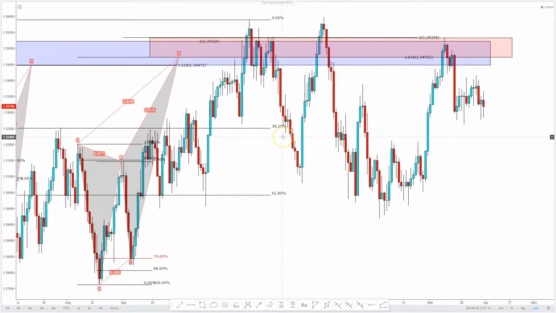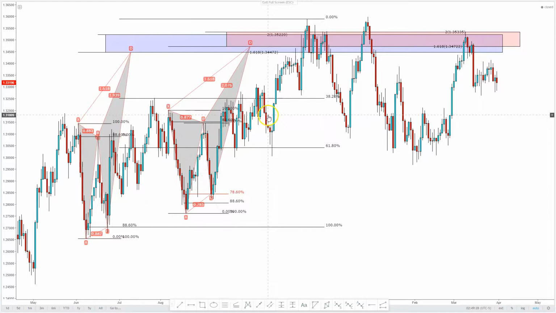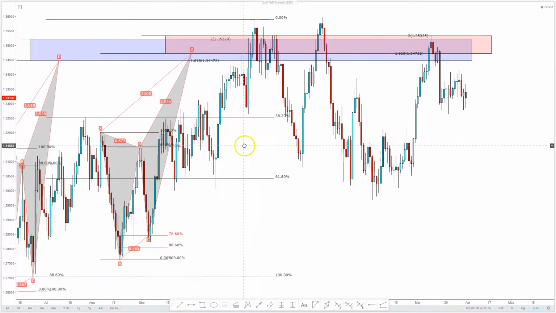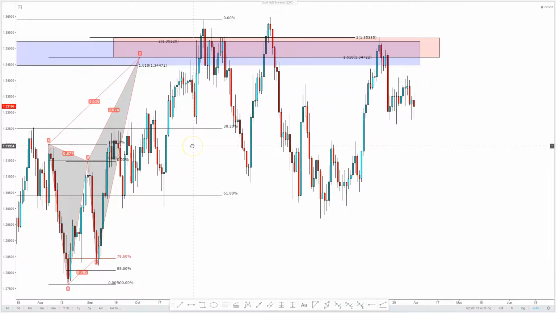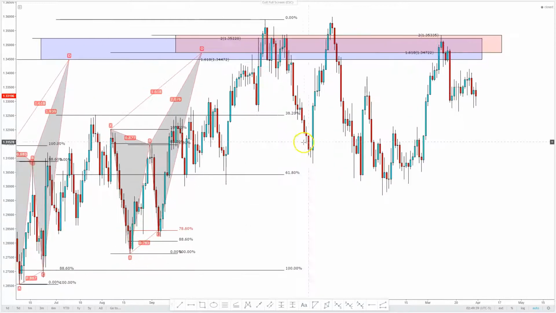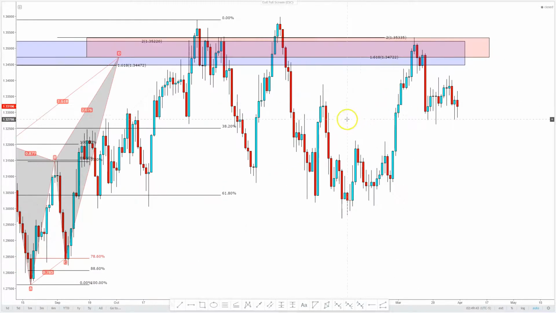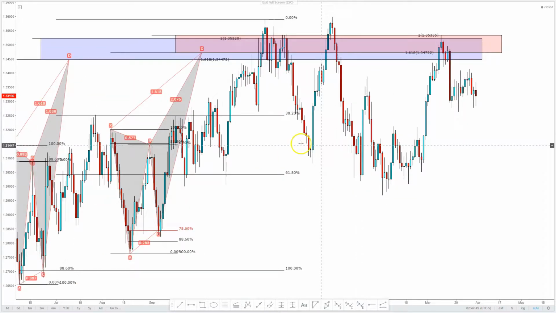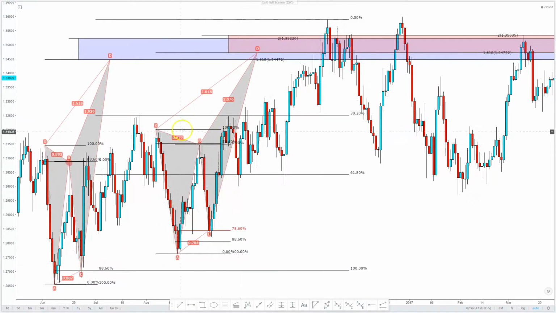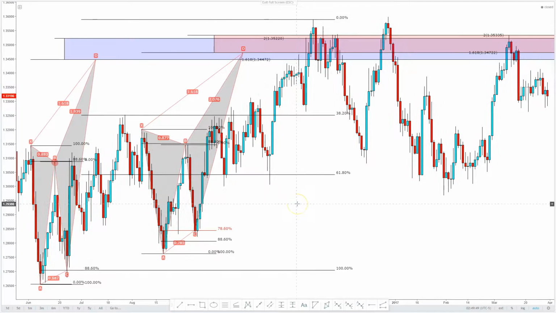Now that you understand that, I was going to go over another crab pattern. There's another harmonic pattern in here, but it's a different pattern, so I don't want to show it so you don't get confused. This video is about the deep crab and the regular crab. So let me switch over to another pair, and I'm going to show you the regular crab, not the deep crab.